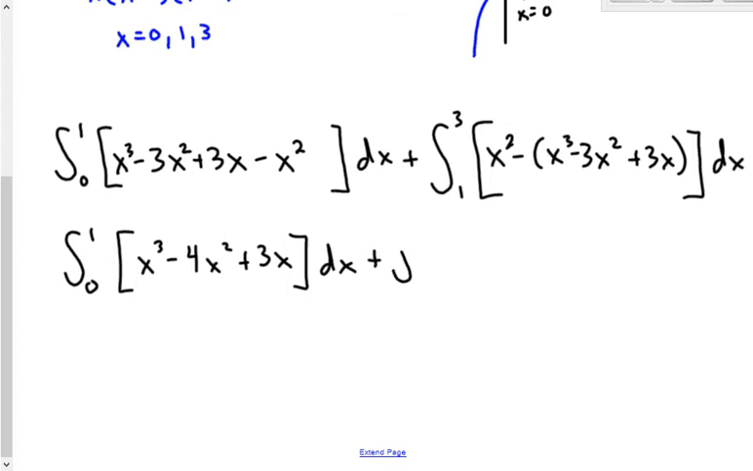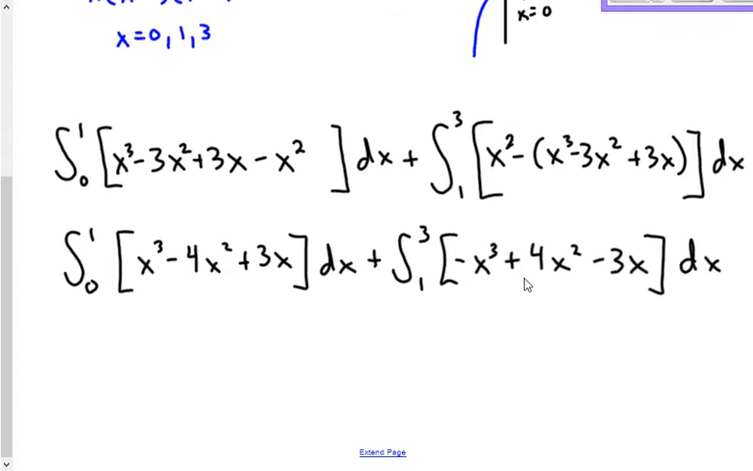I'll integrate that with respect to x. And over here, I'll get the integral from 1 to 3. And then when I do this, I'll get a negative x cubed. Then x squared minus a negative 3x squared would be positive 4x squared. And then a negative 3x would be negative 3x. Okay, notice both of these are the same functions, just the signs have been changed. Hence, when we work it out, if we had them backwards, we get the opposite for the answer.